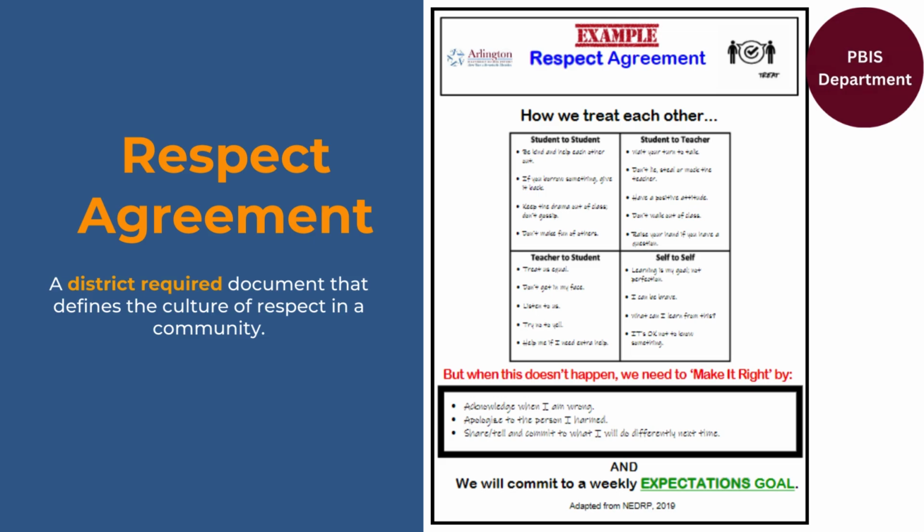Okay, let's get started. This is what a respect agreement looks like, and hopefully you've seen this in and around classrooms on your campuses. It is a district required document that defines the culture of respect in a community. In this case, we're talking about your classroom community. So it really defines how people interact and engage with one another in your environment.